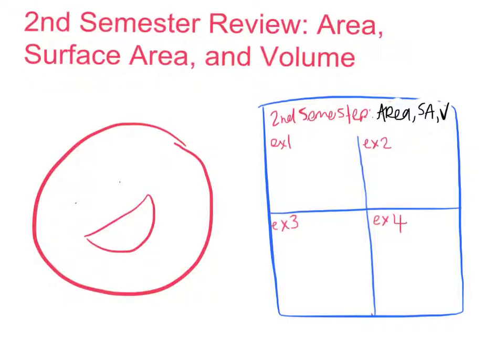For this video, we're going to review surface area and volume, but also area and perimeter. So this is two different kind of categories lumped together. Make sure you have your title at the top of the page and split your paper into 4 equal spots so that you have room for 4 examples.